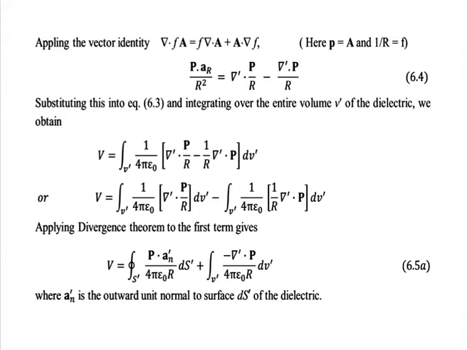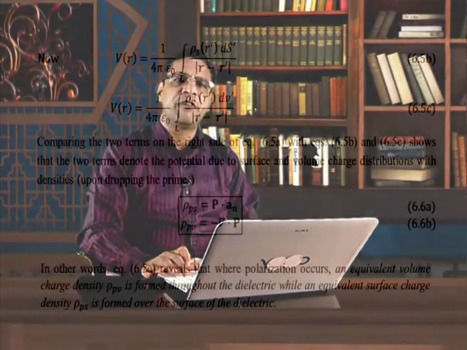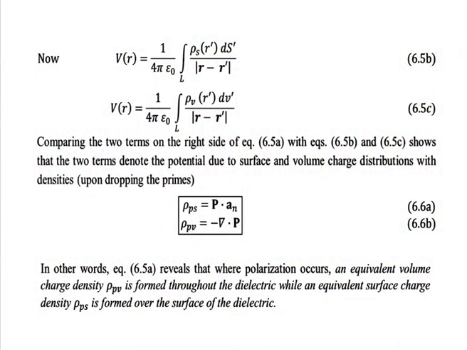Substituting this value given in equation 6.4 into 6.3 and integrating over the entire volume V' of the dielectric, we obtain the expression for potential. Now, applying the divergence theorem to the first term of the above equation, we get two parts. One is a surface integral while the other is a volume integral, as given in equation 6.5a. Now, in the previous program, we had got the expression for potential due to a surface charge given by equation 6.5b and the potential due to a volume charge which is given by equation 6.5c.